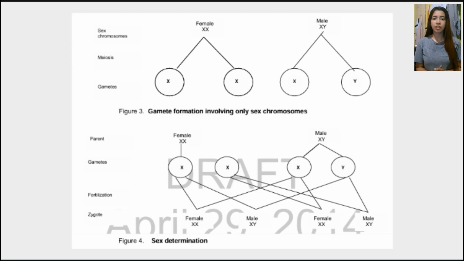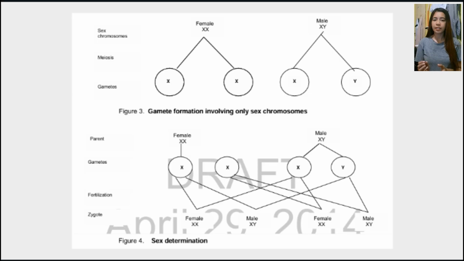In this illustration, the image shows sex chromosome inheritance and sex determination through gamete formation and fertilization. Figure 3 shows the gamete formation involving only sex chromosomes. It shows how the male, XY, and female, XX, sex chromosomes segregate during cell division.